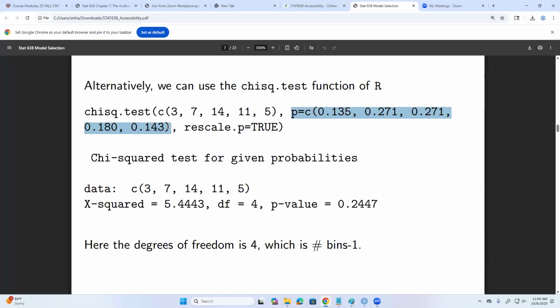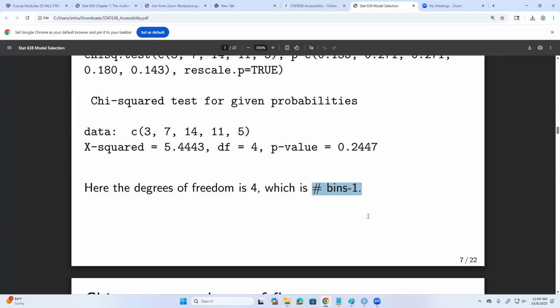So the chi-square statistic came out to be 5.44. It gave you the p-value 0.2447. Here the degrees of freedom is 4, which is the number of bins minus 1. Okay, and so we fail to reject the null hypothesis. We don't have very strong evidence against the null hypothesis.